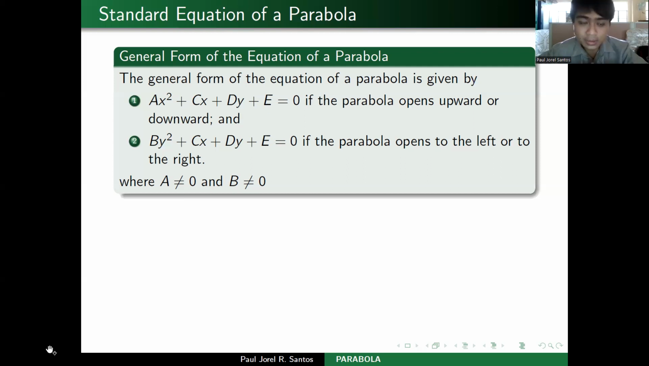We should take note that A and B should not be equal to 0 because if that is the case, it is a linear function or it is a linear equation.